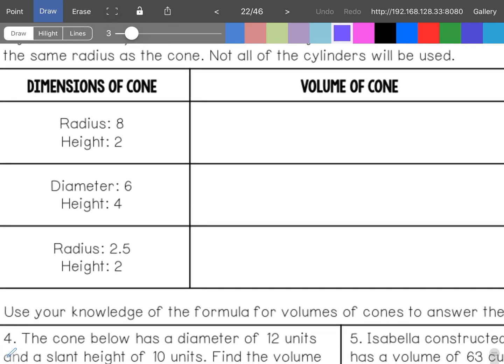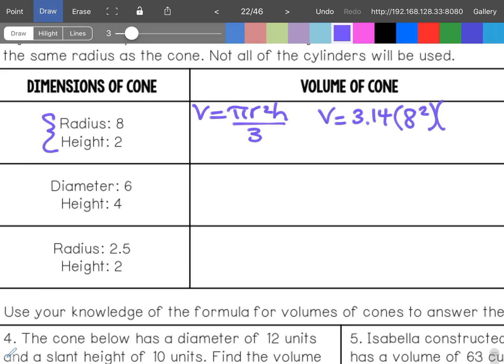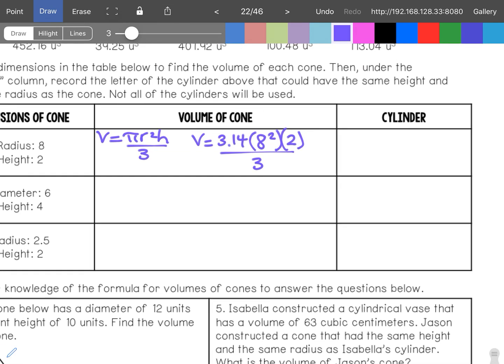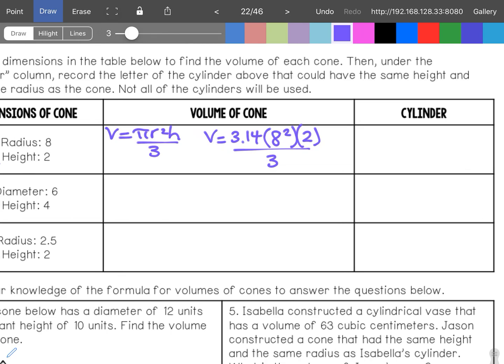Okay, so first of all, let's find the volume of this cone, which is pi r squared h divided by 3. So we're going to use this information right here. So volume is 3.14. The radius is 8. So we're going to have 8 squared times the height, which is 2, divided by 3. So type all of that into your calculator. I should have left a little more room for my answer.